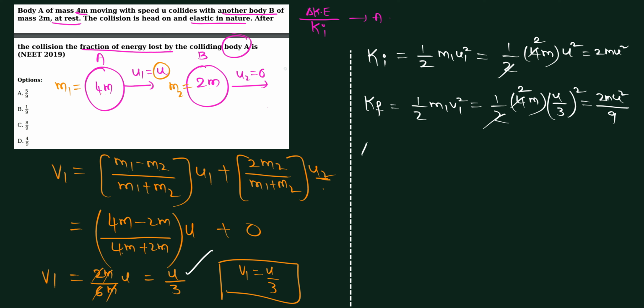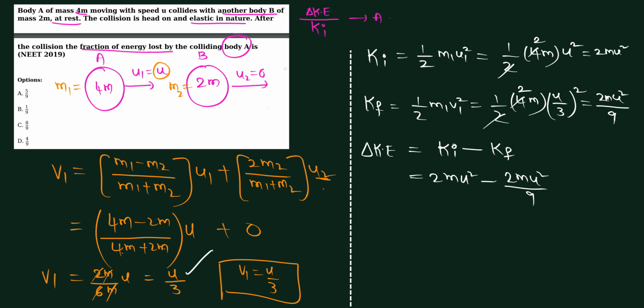So find the loss in kinetic energy. How do you find this? Which is maximum? Initial kinetic energy is maximum. Before collision, the initial kinetic energy is maximum, then the final kinetic energy. So what is the initial kinetic energy? 2m u square. What is the final kinetic energy? 2m u square by 9.